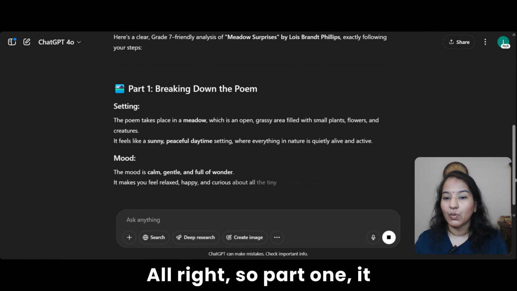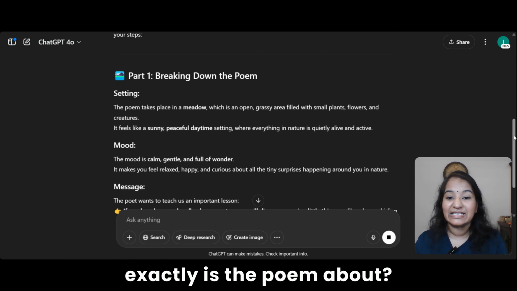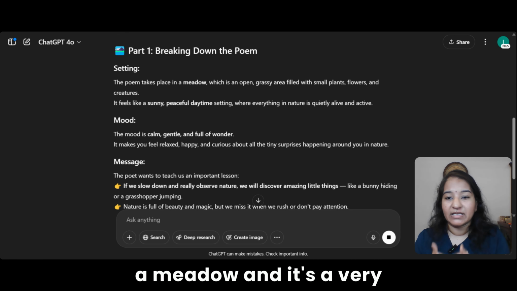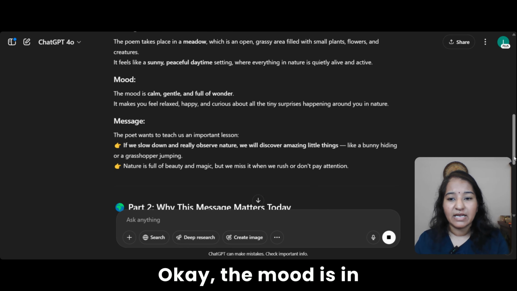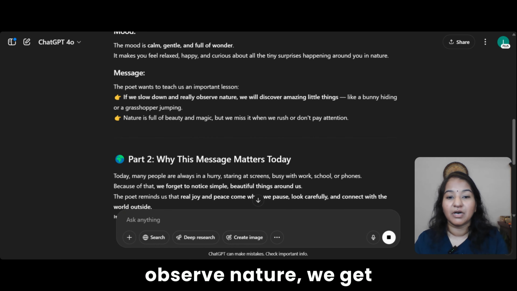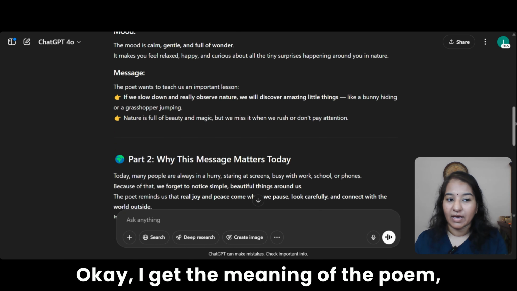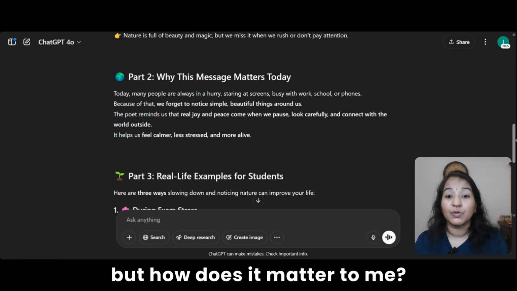All right, so part one, it breaks down the poem for us. It tells us what exactly the poem is about. It's a meadow and a very peaceful daytime setting. Great. Okay, the mood is in. What is the message? If we slow down and really observe nature, we get to discover amazing little things. Wonderful. Okay, I get the meaning of the poem, but how does it matter to me?